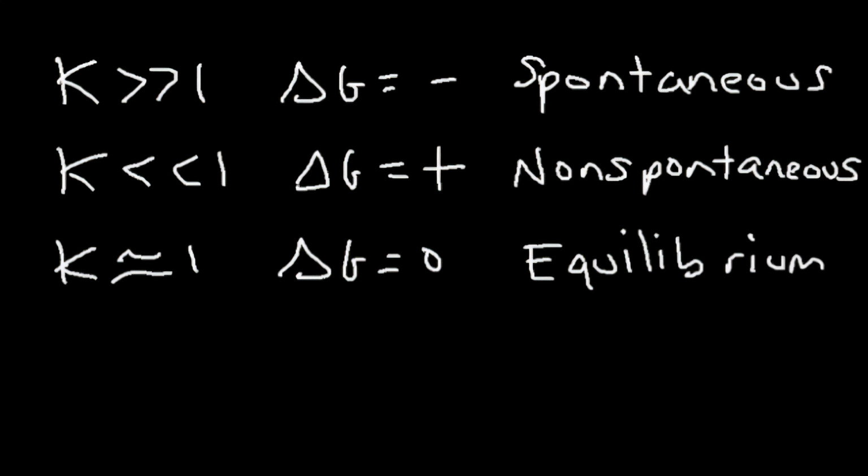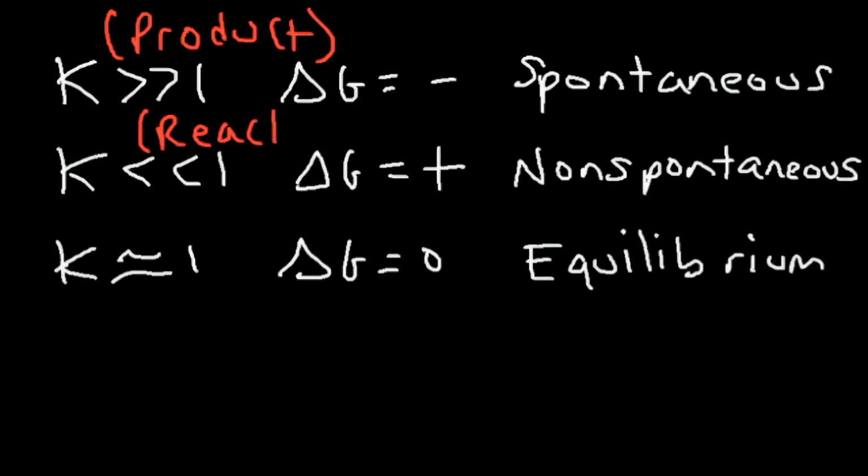So those are some things that you want to keep in mind. When K is significantly larger than 1, it's product favored. And whenever it's product favored, that means the reaction is spontaneous, so to speak. And when it's reactant favored, it's non-spontaneous for the most part. So those are some concepts that you want to keep in mind.